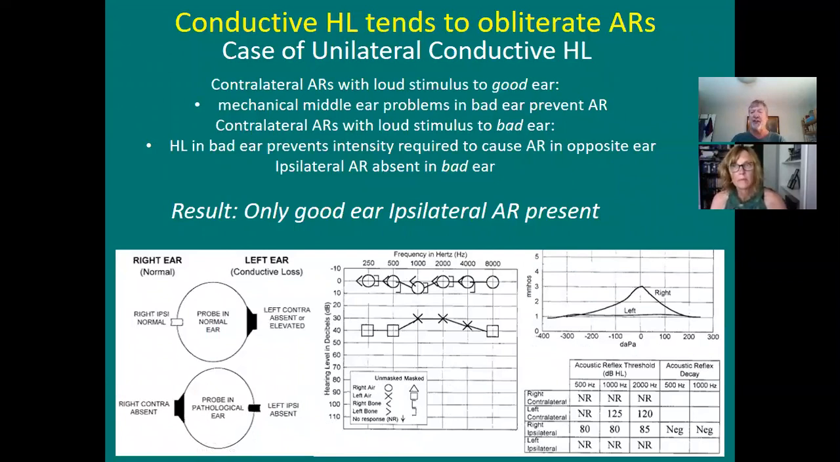Look at this case study right here. This child has a slight hearing loss in one ear, the left ear. Look at the tympanograms: right ear normal, left ear flat. And look at the acoustic reflexes. Everything's absent except for the good ear ipsilateral. And read what it says above here: a case of unilateral conductive hearing loss, contralateral acoustic reflexes with loud stimulus to the good ear.